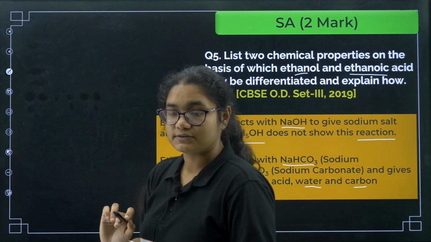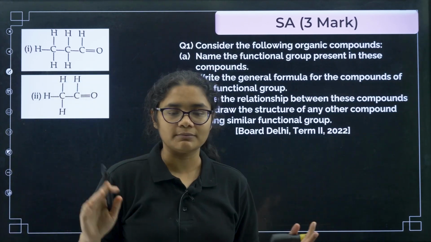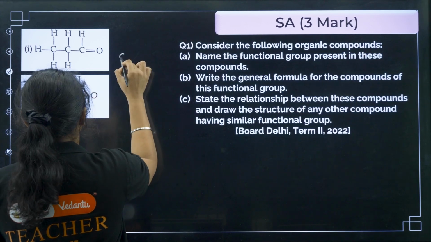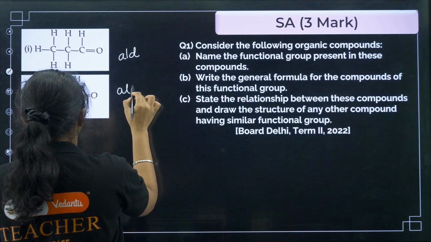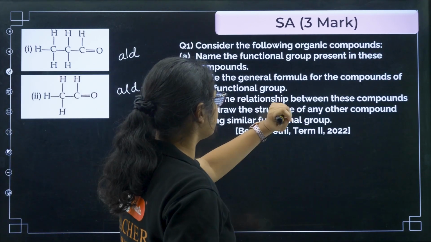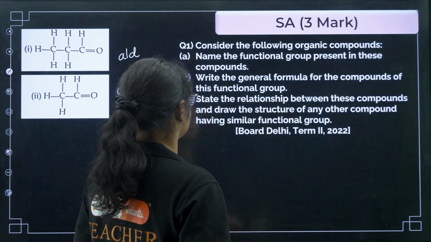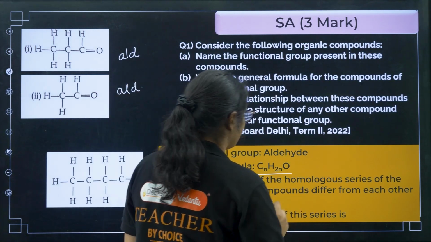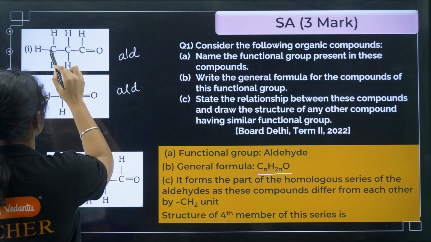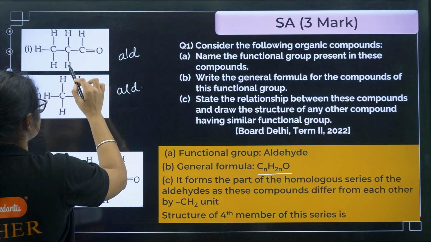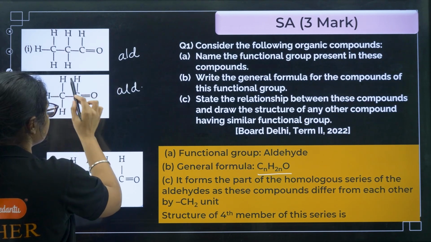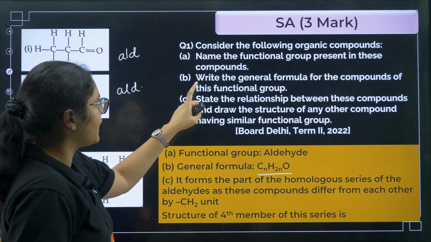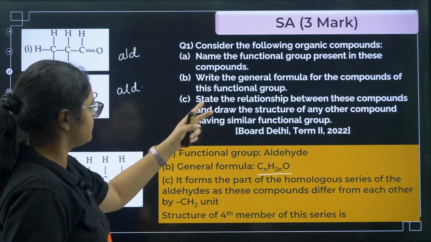Okay. Next is question number 6, and we'll now go to 3 marker questions. Name the functional group present in these compounds. You can see here the functional group is aldehyde, and here also the functional group is aldehyde. Write the general formula of this functional group. The general formula for aldehyde is CnH2nO. If I have 3 carbon, then I have 6 hydrogen. If I have 2 carbon, then I have 4 hydrogen. So that is why CnH2nO.